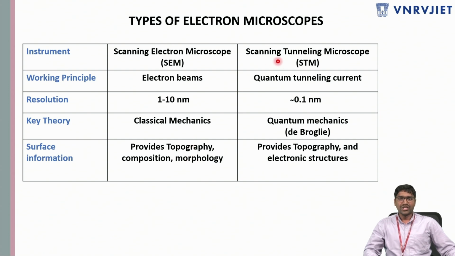In case of STM, the quantum tunneling current is measured to map the surface information of the nanomaterials. The resolution is quite high compared to SEM, that is 0.1 nanometer. The theory involved in this instrument is quantum mechanics. Basically, the wave behavior is utilized to capture the image of the nanomaterials. The information we get from the surface here is the topographic information as well as the electronic structure, that is the deeper information can also be captured on STM.